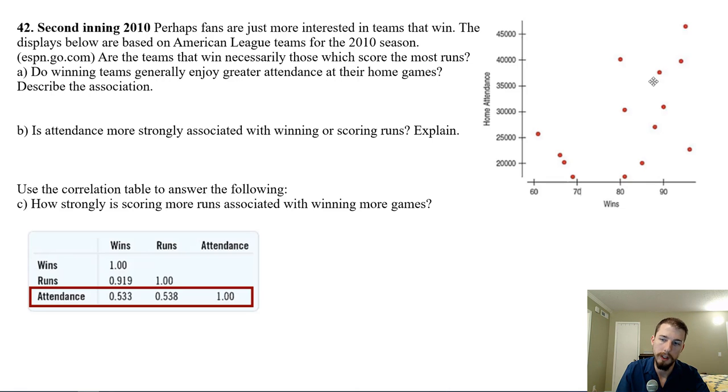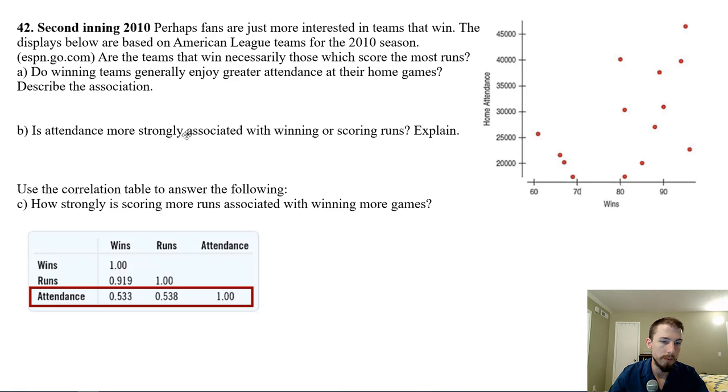So if we're looking at the association here, does it look like it's positive or negative? It looks positive. As we increase in the number of wins this season, it looks like those teams have greater home attendance. Describe the association. Well, it seems to be positive. I would say moderate. It's not super strong. There's still a lot of spread going on here, but I would say moderate. And if I had to say, this would probably be linear. So a moderately positive linear association, or however you want to word it.